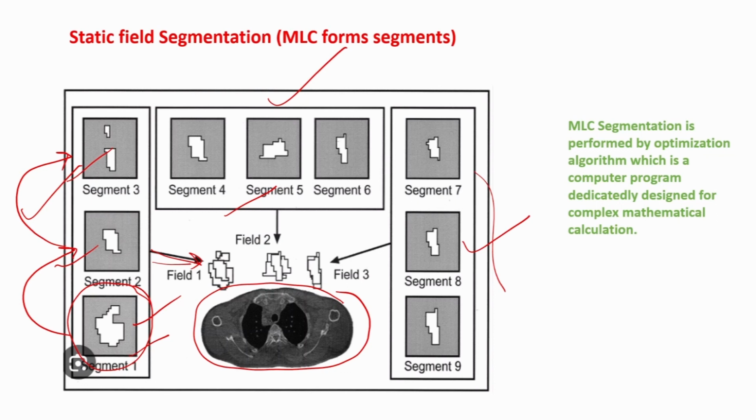The same process will repeat, and the gantry will rotate to the second field. Again the process will repeat in the same way. Then the gantry will take the position of the third field and the segments will be delivered. So this is the process of step and shoot IMRT. MLC segmentation is performed by an optimization algorithm, which we will discuss.